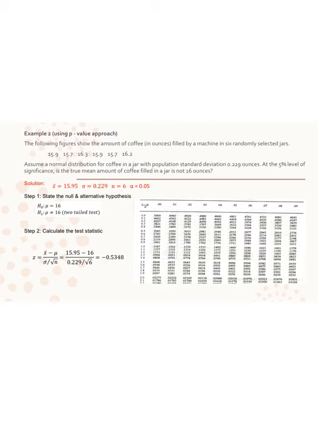Now we look into the same example, but by using the p-value approach. Step 1, we state the H naught and H1. Step 2, we calculate the test statistic. We get negative 0.5348. Okay, so from the test statistic that we have calculated, we get negative 0.5348, right? So look at the standard normal table, 0.53, the probability value is equivalent to 0.2981, right?